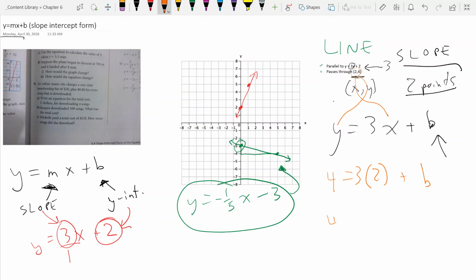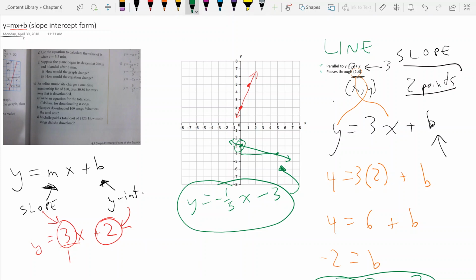So when I find the answer, I'm just going to do a bit of algebra. Subtract and it becomes -2 equals b. So b is equal to -2. So my final equation would be y equals 3x plus 2. That was the equation based on what we found. It ended up being the same as that. That was an accident.